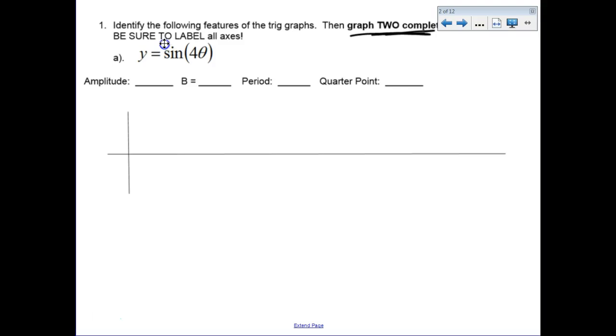So let's talk about amplitude. Amplitude is the absolute value of the number in front of here. So the amplitude's a 1. B value is a 4, which means the period is no longer 2 pi. This period has been changed to pi over 2. And then quarter point, that's where you take the period and you quarter it. So pi over 2, instead of saying divide by 4, let's say that's pi over 2 times 1/4. That's the same thing. So the denominator now becomes an 8. So it's pi over 8. That's what we're going to have to count by.